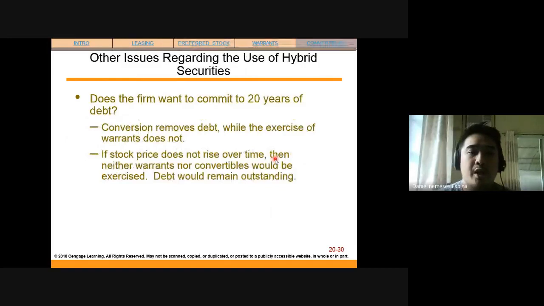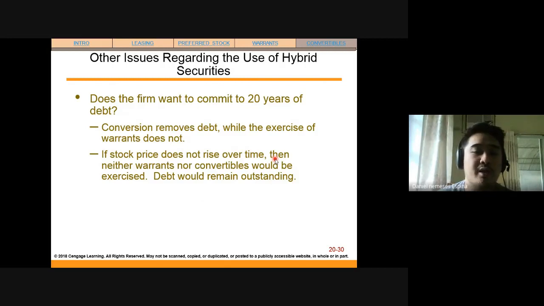So other issues regarding the use of the hybrid securities. Does the firm want to commit to 20 years of debt? If not, the conversion can actually be a tool to remove the debt while the exercise of warrants does not. So sa conversion, pwede mawala ang liability, pero sa warrants, dili.